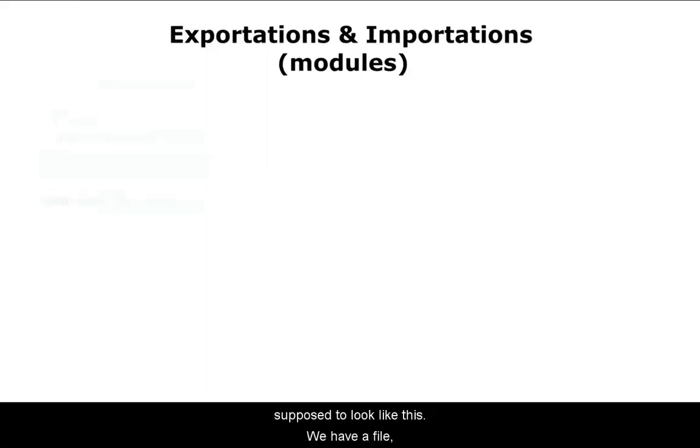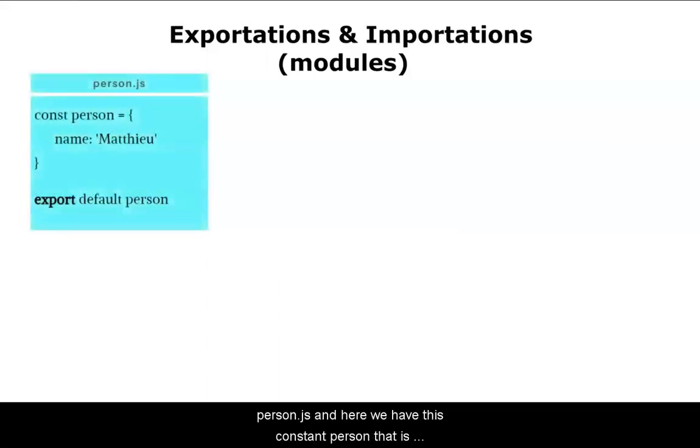We have a file person.js and here we have this constant person that is stored as a JavaScript object. And this is where it gets interesting. We export this with the keyword default.